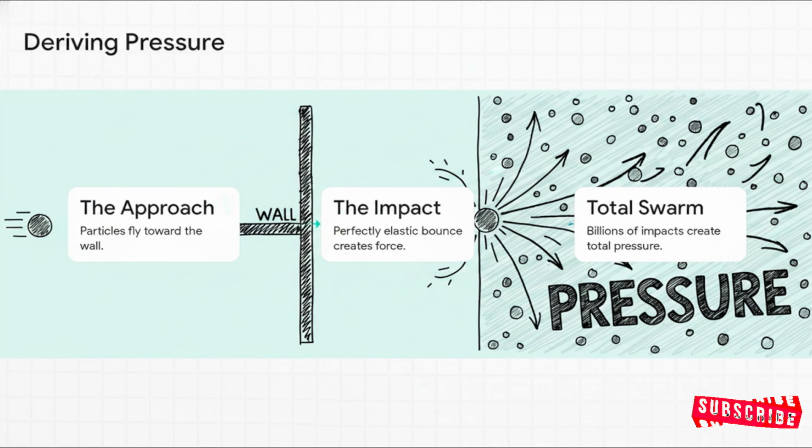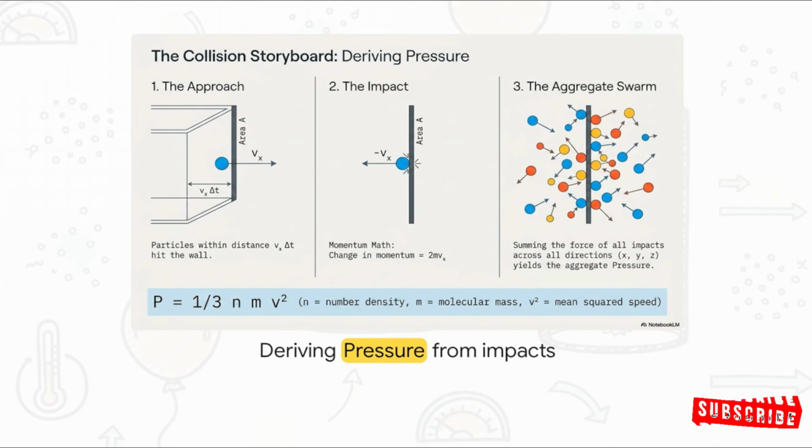And that aggregate force is exactly what we call pressure. And this brilliantly illustrates how, when a particle bounces, that perfectly elastic impact creates a change in momentum, generating a tiny bit of force. Now apply this idea to your family's car tires.